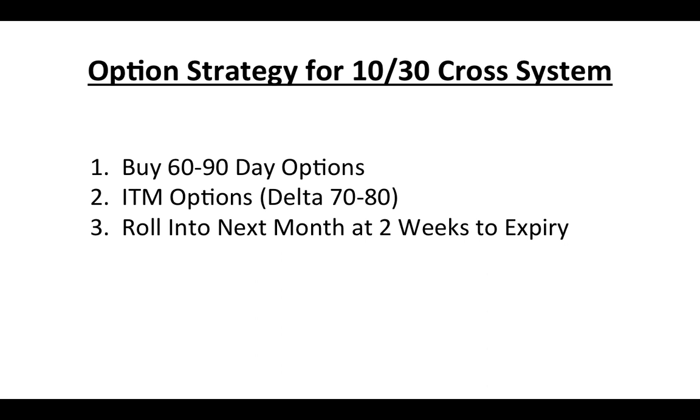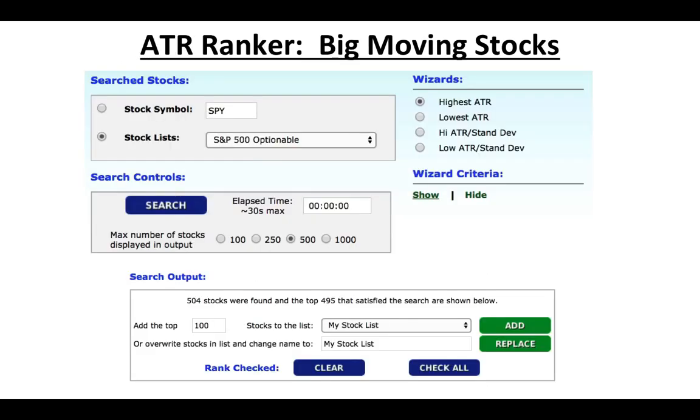And then in the event that you get down to 2 weeks to expiration, then consider selling the option you have and buying the exact same strike price in the following month to give yourself a little more time to be right. All right, so just quickly in summary, step one is to find the big moving stocks.